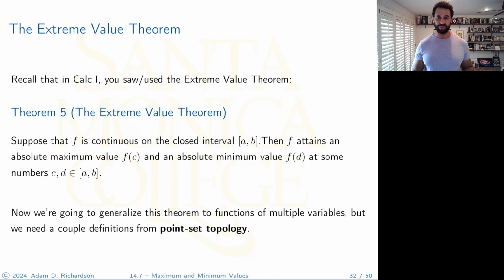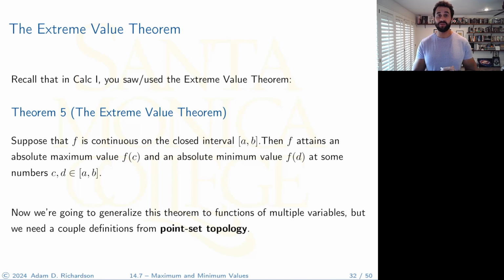Remember the extreme value theorem. So back in Calc 1, you saw and used this theorem, and it's actually a very, very important theorem, and we'll talk about why in a minute. But here's what it said back in Calc 1. If you've got a function of one variable, suppose that f is continuous on a closed interval, then f must attain an absolute maximum value, and f must attain an absolute minimum value at some points in the closed interval from a to b, right?